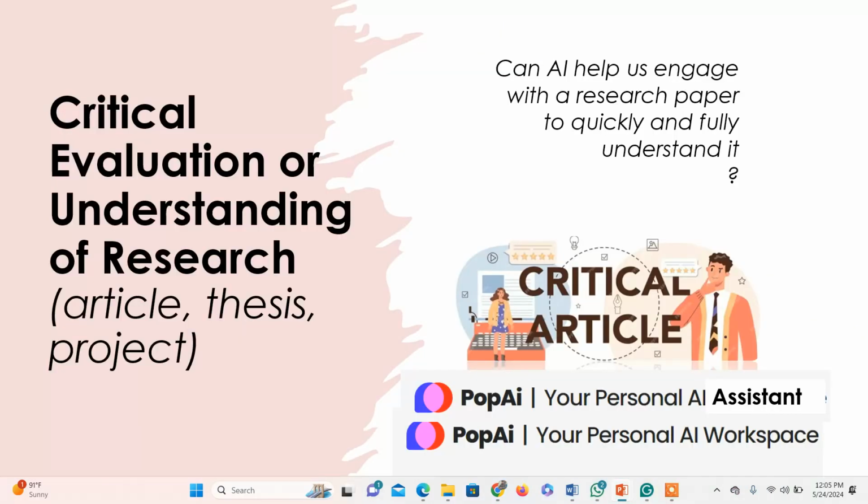Now the question is, we know that this is a very difficult task, not only for the research student but for the research professor as well, to understand someone's research and then provide a critical review to the researcher to improve it. So can we take any help from an AI tool or platform to make it easier for us to critically review articles?